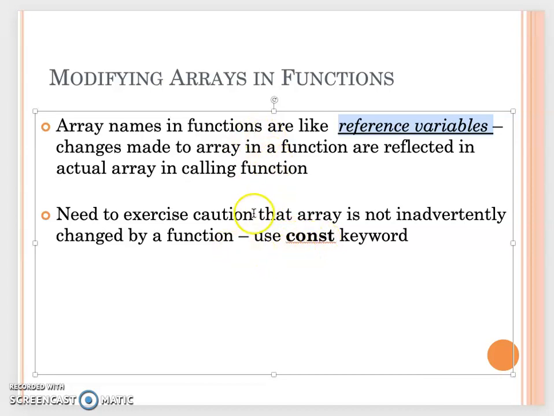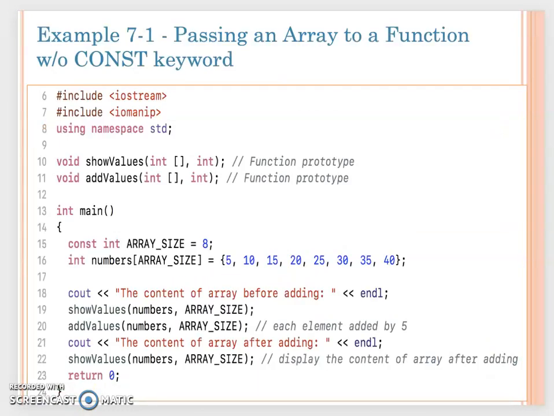So what does that mean? I will show you in the next video. In the next example, we will see what happens with the const keyword or without the const keyword. So we will see examples 7.1 and 7.2. See 7.1 first. We are just passing the array without the const keyword.